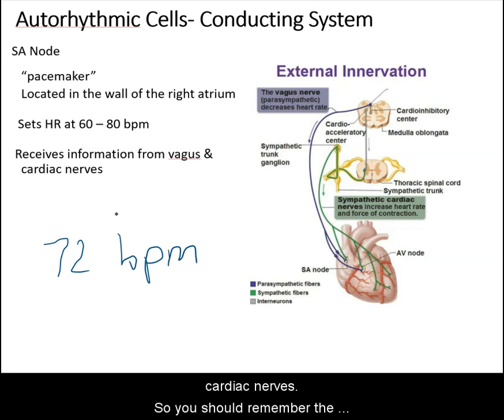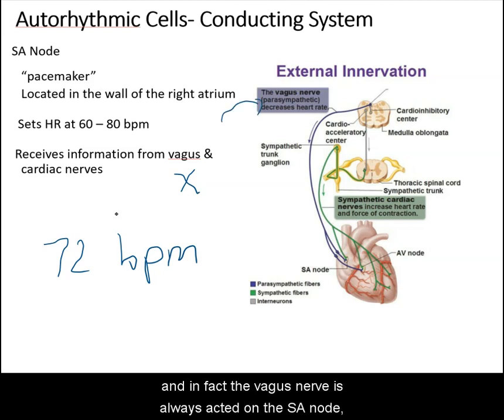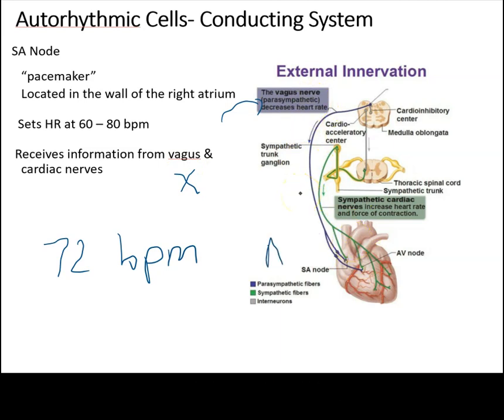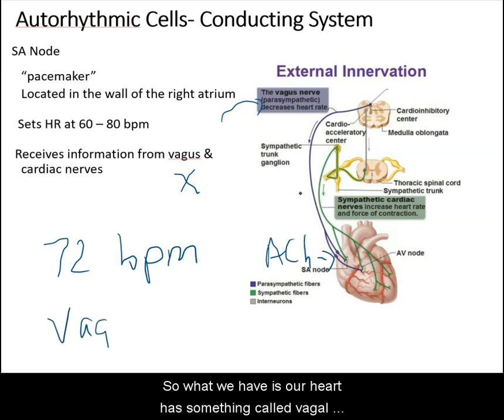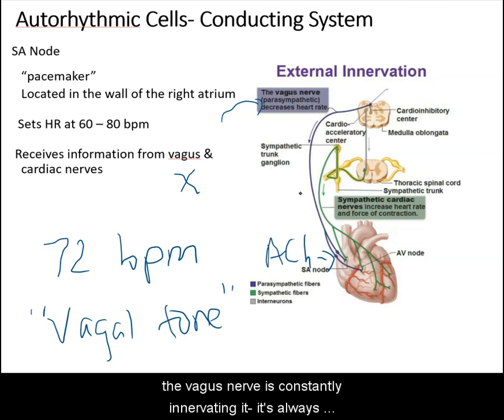So you should remember the vagus nerve, cranial nerve number 10, and the vagus nerve is the brakes. It's going to slow down the heart rate. And in fact, the vagus nerve is always active on the SA node. Do you remember the neurotransmitter it releases? Hopefully you said acetylcholine. So what we have is our heart has something called vagal tone. Now we're going to come back to that later, but vagal tone means that the vagus nerve is constantly innervating it. It's always releasing acetylcholine to keep it a little bit slower.